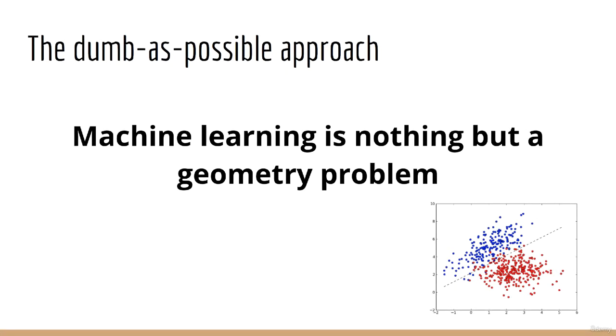So instead, I'm going to teach you my dumb as possible approach, which is encapsulated by the motto, machine learning is nothing but a geometry problem. Let's repeat that. Machine learning is nothing but a geometry problem. The best way to illustrate this is by example.